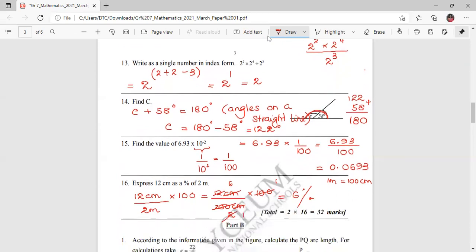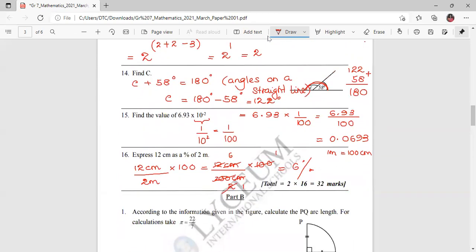So then the next one, you have the simplest, I would say, the theorem in geometry, angles on a straight line add up to 180. Therefore, C plus 58 will be equal to 180. So then C is equal to 122.